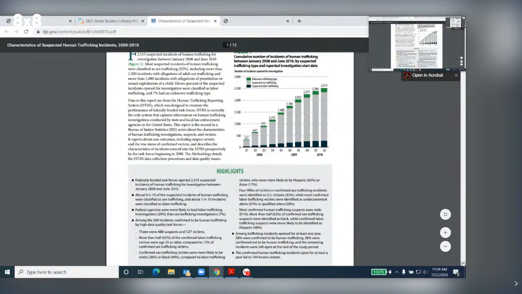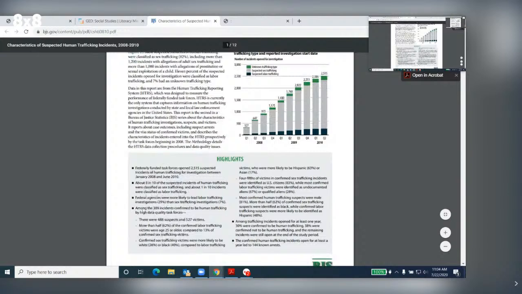You can see down here, among the 389 incidents confirmed to be human trafficking by the High Data Quality Task Force, there were 483 suspects and 527 victims. More than 62% of the confirmed labor trafficking victims were aged 25 or older, compared to 13% of sex trafficking victims. Confirmed sex trafficking victims were more likely to be white or black, compared to labor trafficking victims, who were more likely to be Hispanic or Asian.